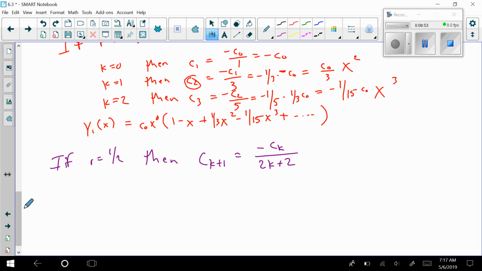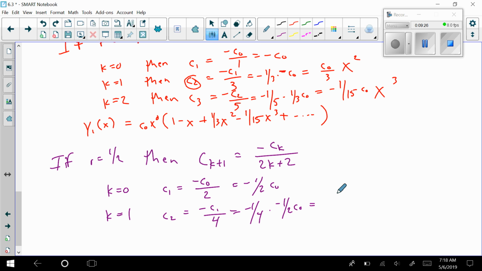And now I'm going to do the same type of thing. So we'd have k equals 0. If k equals 0, then c sub 1 equals a negative c sub 0 divided by 2 there, equals negative 1/2 c naught. Then I have k equals 1. That'd be c sub 2 equals negative c sub 1. A 1 there would make it a 2 and a 4. Okay, so this is a 4. That's a negative 1/4 times a negative 1/2 c naught, which gives me a 1/8 c naught.